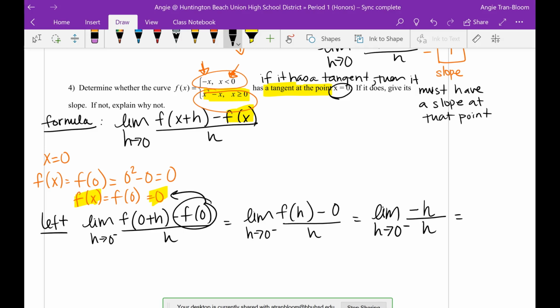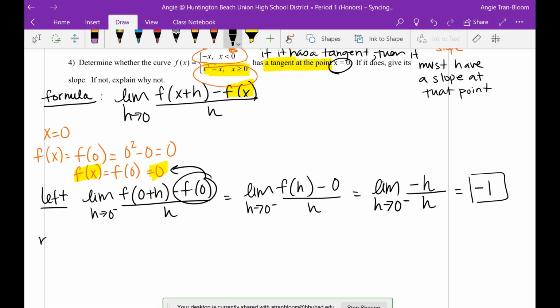I can reduce that down to negative 1, okay. So now I have the left-hand limit of this function is -1 at x equals 0. Let's do the right side to see if it's the same. Right-hand limit. Limit as h approaches 0 from the right, same thing.